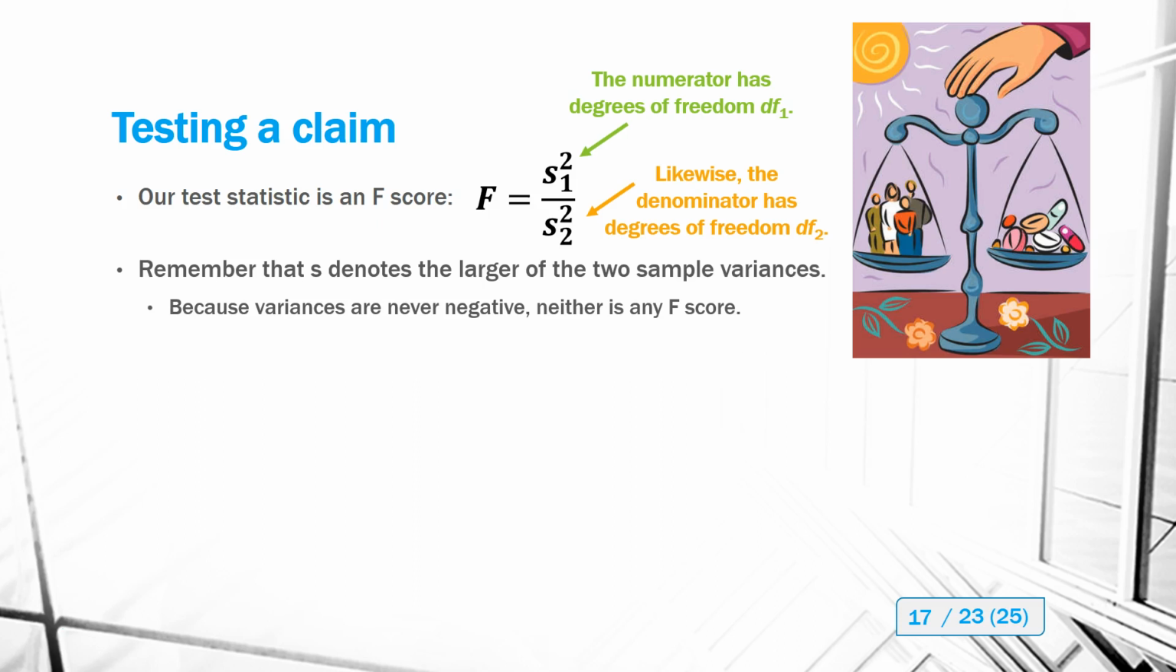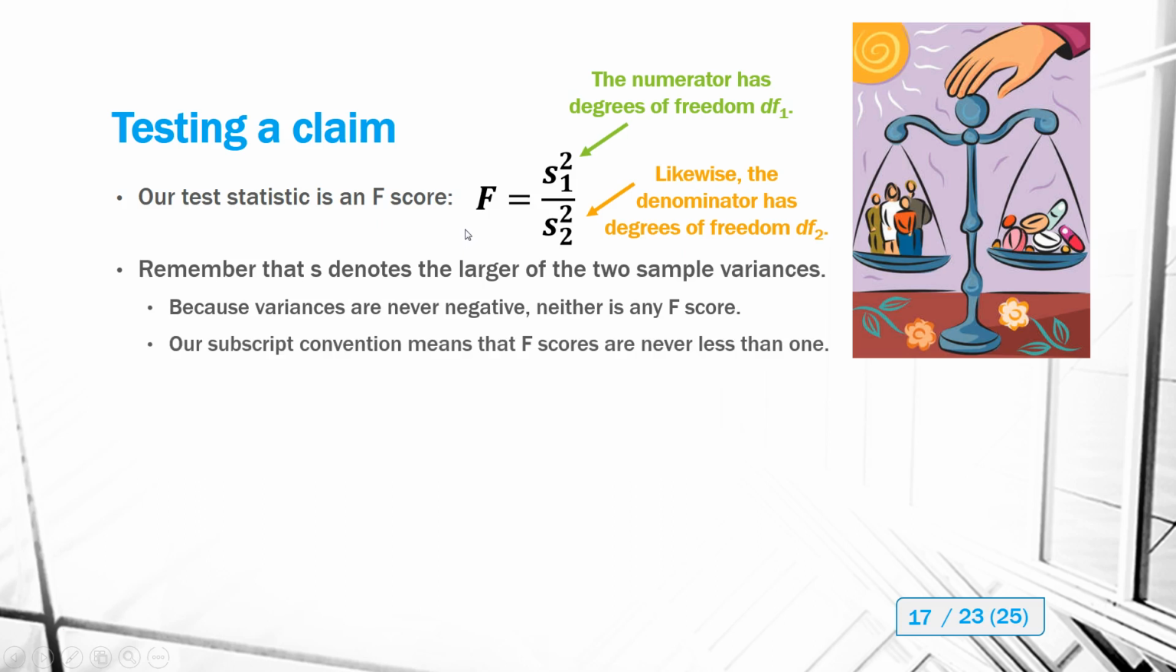Because the variances are never negative, neither is any F-score. Think about it. The variances are always positive because whether your standard deviation is positive or negative, when you square that number, you're going to get a positive number. So here we have a positive number divided by a positive number. That's going to yield a positive number. So there's no way any F-score can be negative. If you have a negative F-score, then something's wrong.